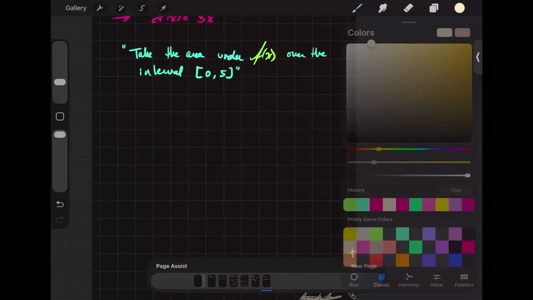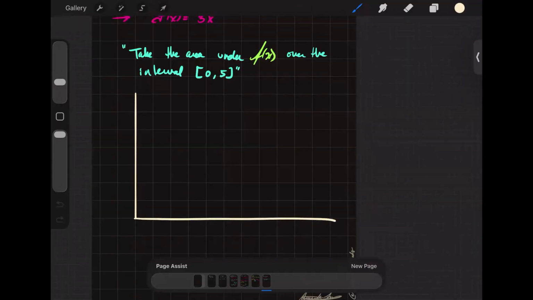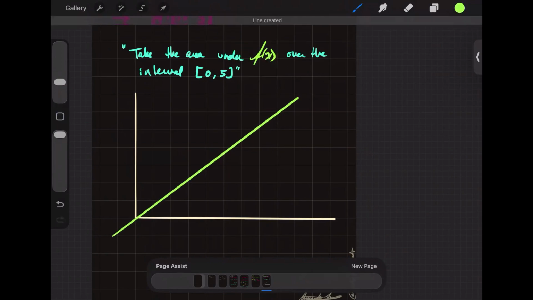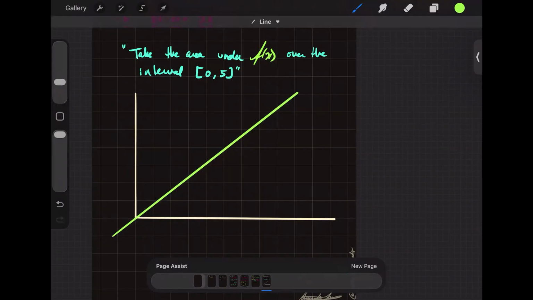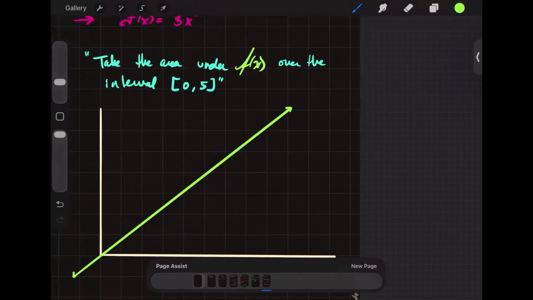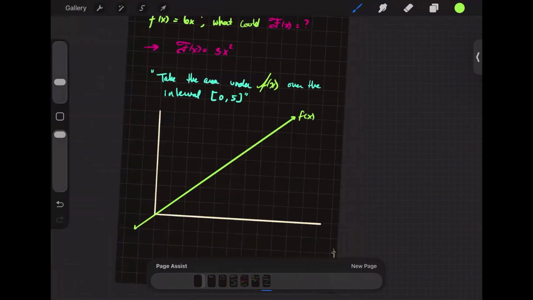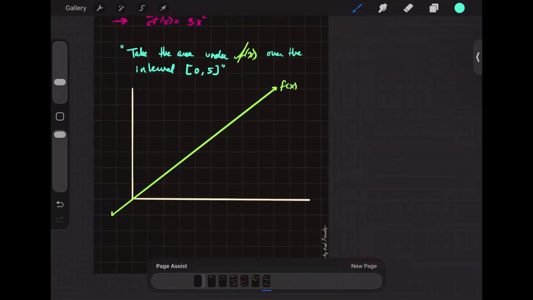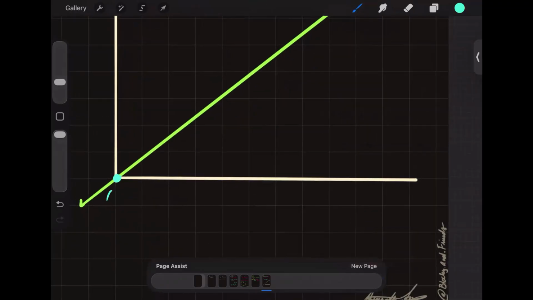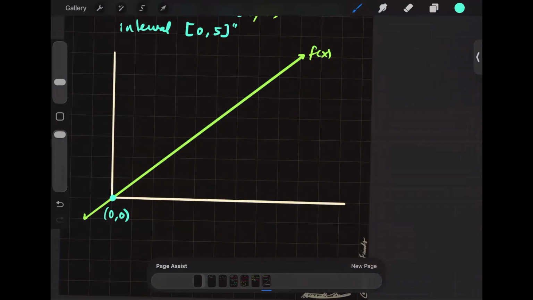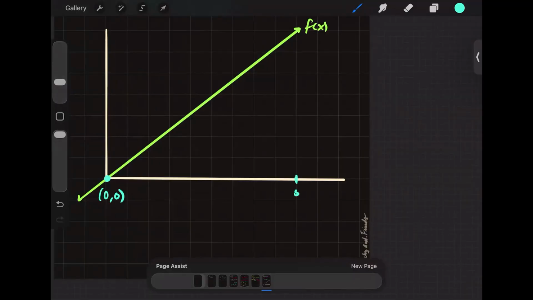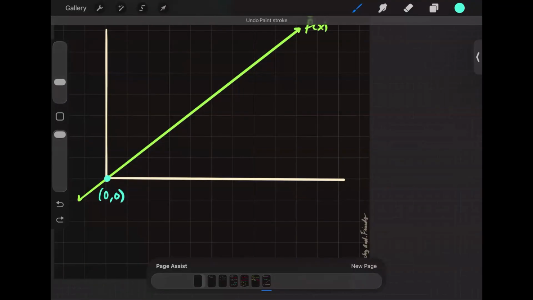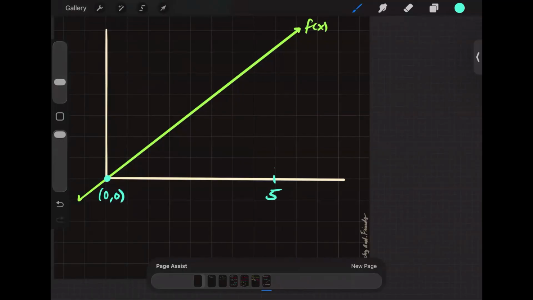If you were to draw this out, you might get something that looks a little bit like this, where f of x is 6x. Let's just assume the slope here is 6. You go from 0, so you have 0, 0 over here. You go to 5, let's say 5 lives here. You go all the way up. Oh, look, it's a triangle. Ain't that nice?